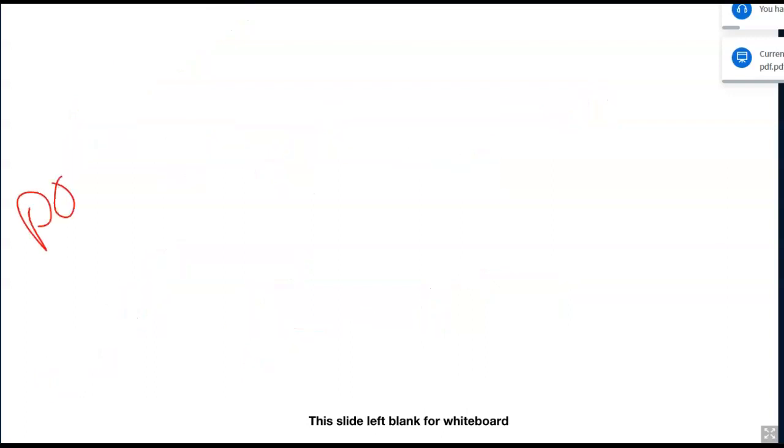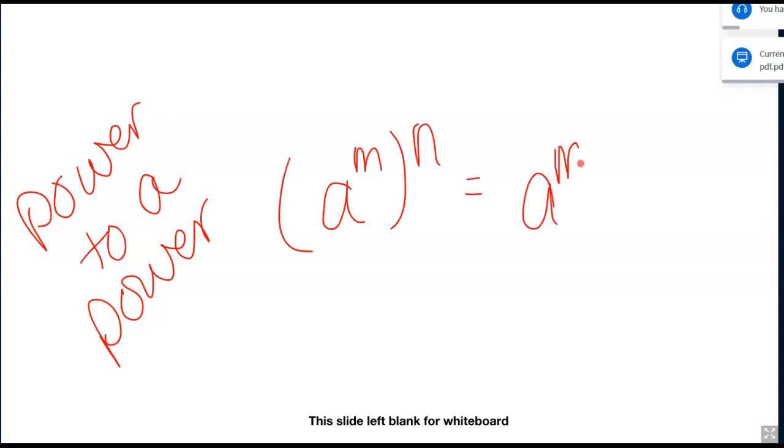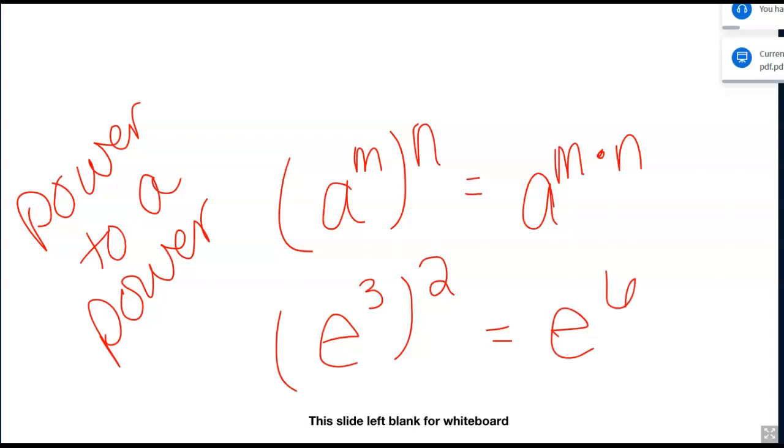If we have a power to a power, that's like a to the m, to the n, then you multiply your m times n. These rules apply to exponentials. So tomorrow we're going to look at the number e. So if you had e to the 3, to the 2, then that's the same as e to the 6.